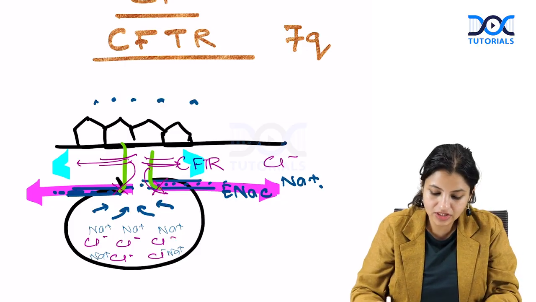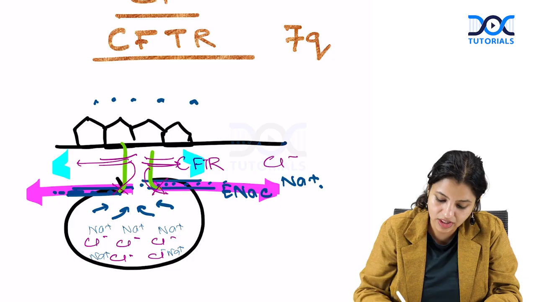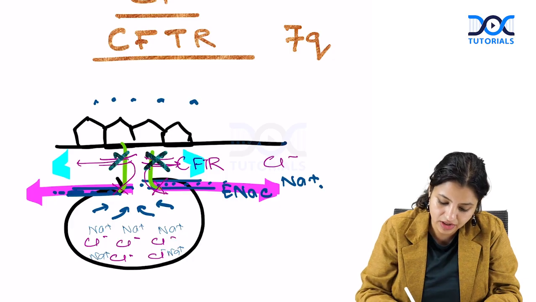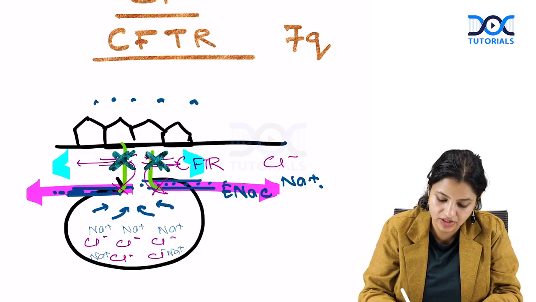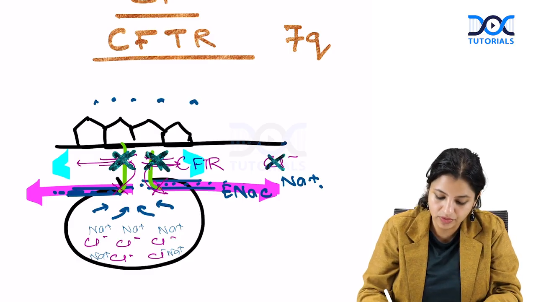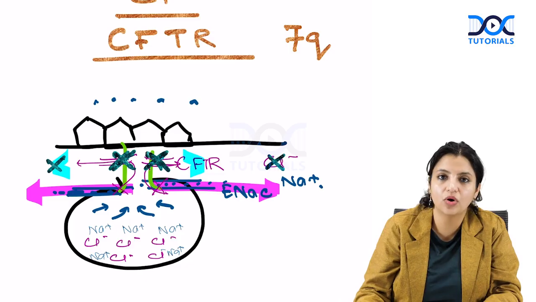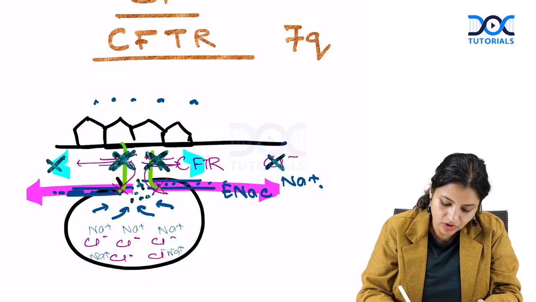Now let's see what happens when the CFTR channel gets mutated. I'm saying that CFTR channels are mutated, that is, they're lost. There are no CFTR channels now. So what is going to happen is that chloride is not going to go out. It's going to stay here only, so there will be a lot of chloride here.